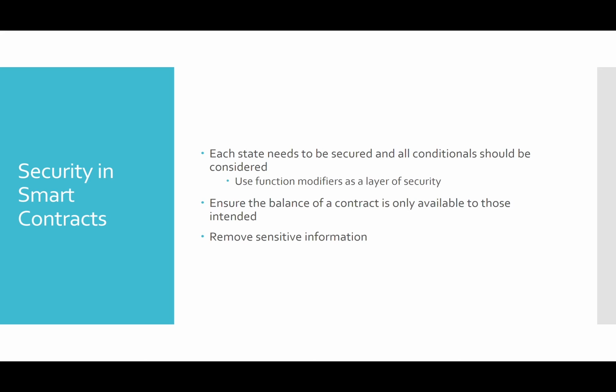Another important thing to note in smart contracts is to make sure the balance of Ether stored in a contract is only available to those intended. You don't want someone to be able to look at this smart contract and extract all the money and take it to themselves. You want to make sure you don't post anything private on the blockchain. You want to remove sensitive information. You don't want private keys there, passwords, or any other sort of information you don't want out for the world to see.